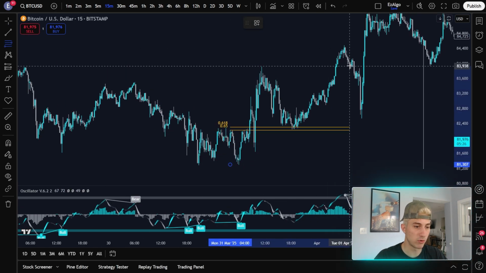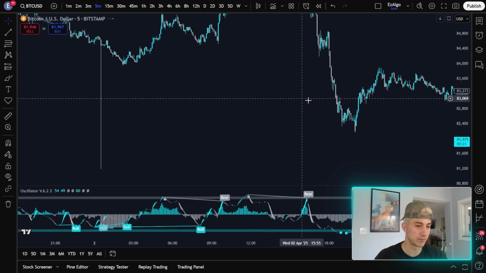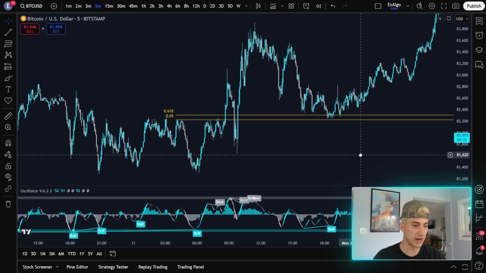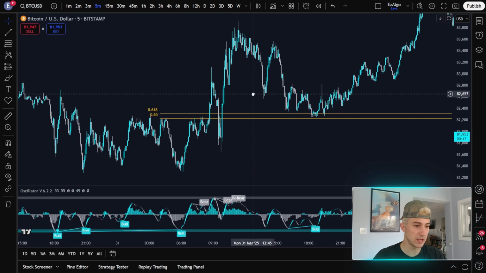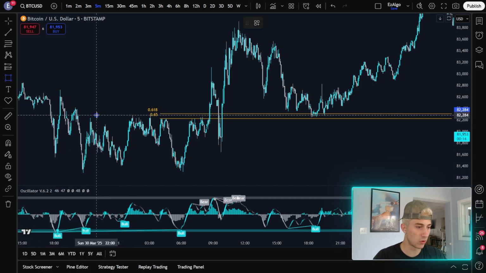This is an example of a Bitcoin long idea that I'd called in real time inside the Pro Discord. Again, this was using my golden pocket strategy. I saw we had a break of structure to the upside. We had a retest of this key horizontal level, right?